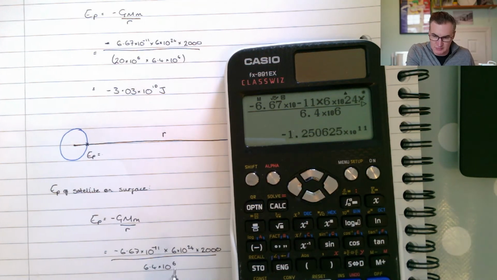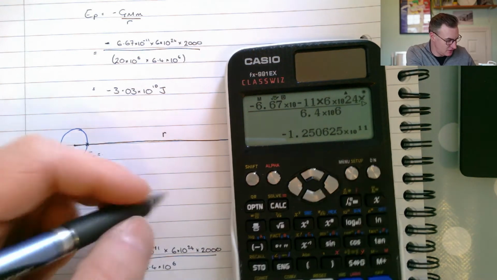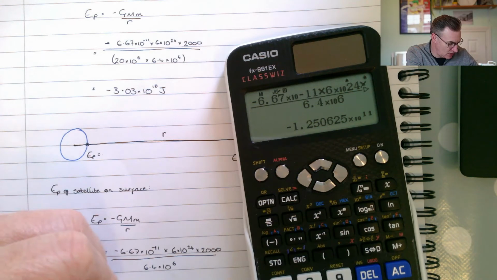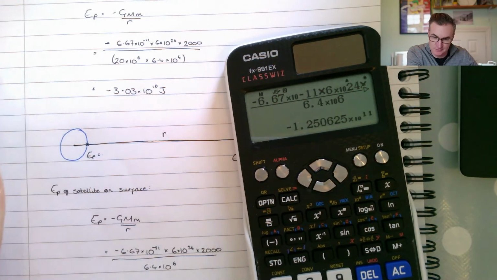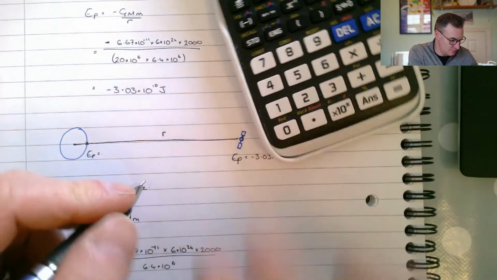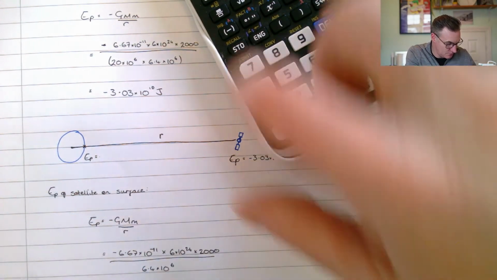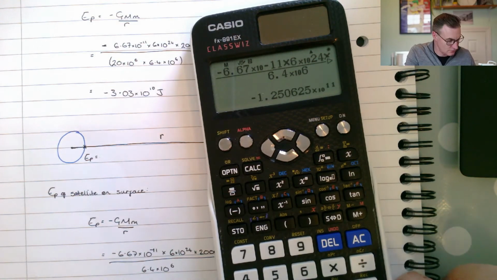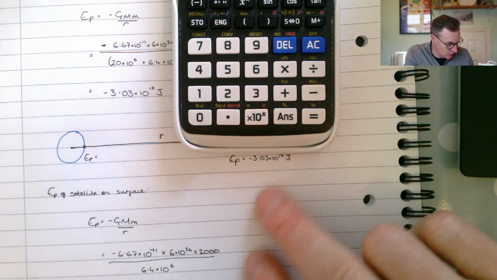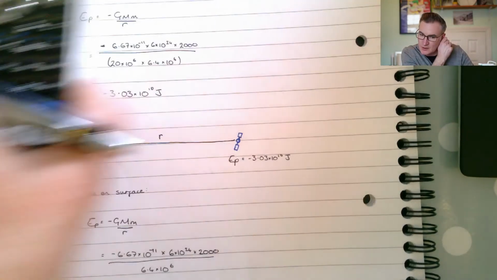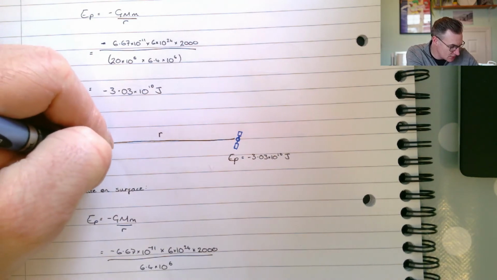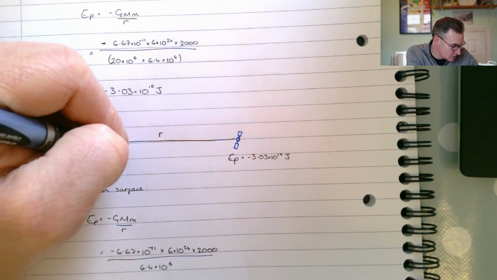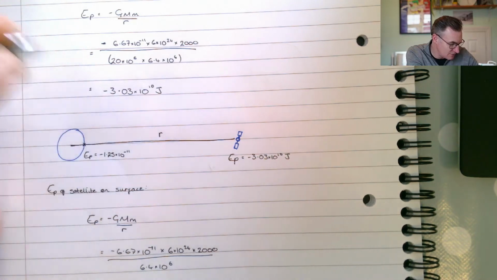And that's going to give us minus 1.25 times 10 to the 11 joules. Okay, so the EP here, we're going to say is minus 1.25 times 10 to the 11 joules.